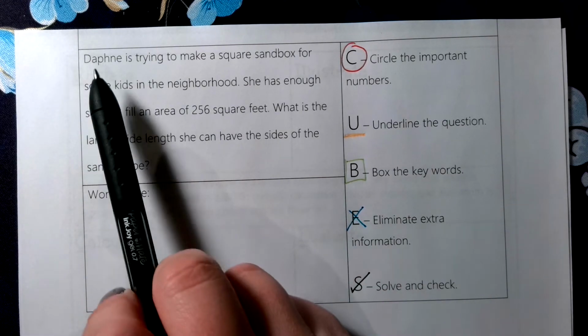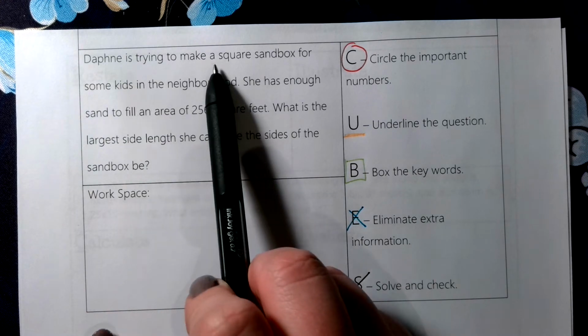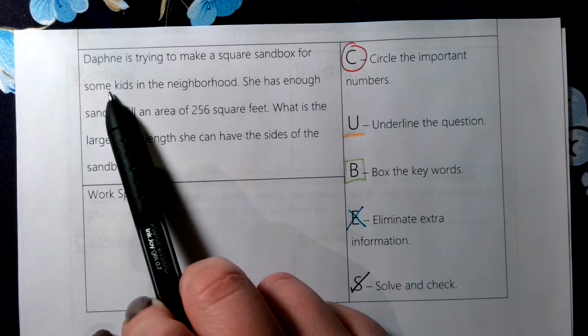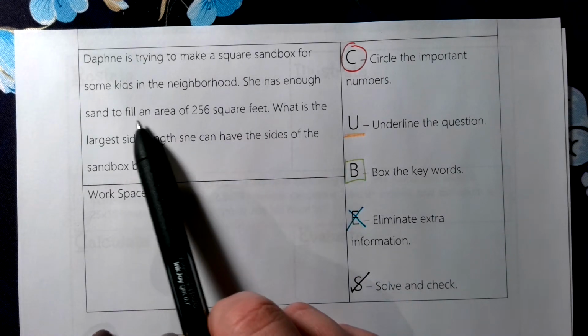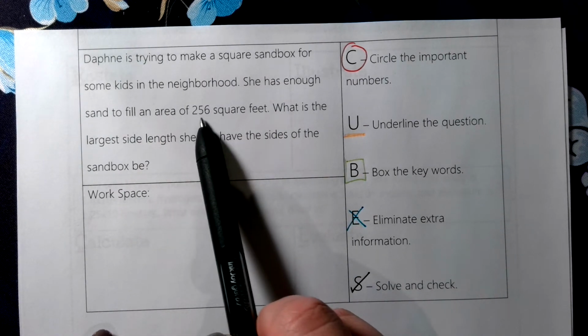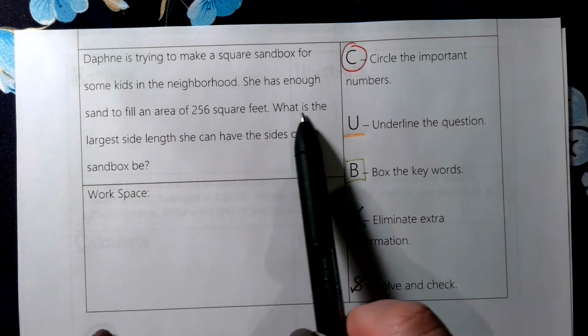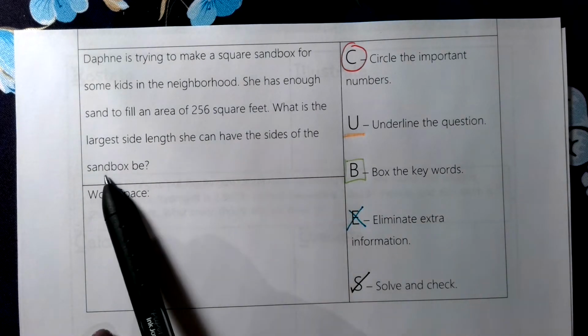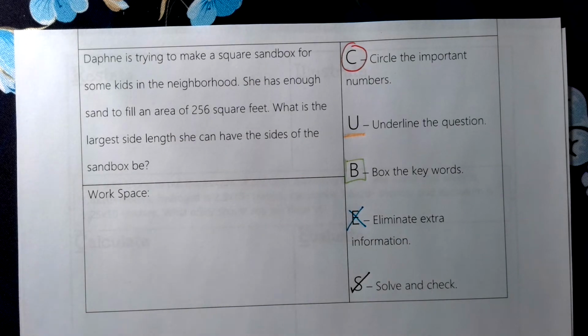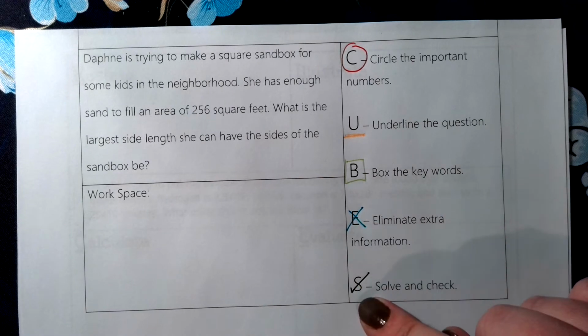It says, Daphne is trying to make a square sandbox for some kids in the neighborhood. She has enough sand to fill an area of 256 square feet. What is the largest side length she can have the sides of the sandbox be? So once we've read through the question, now we want to go through these letters on cubes.